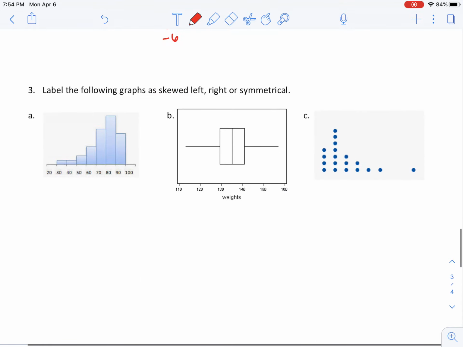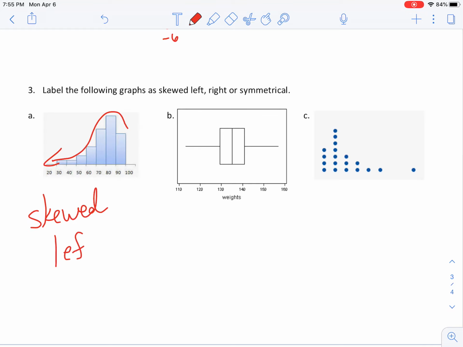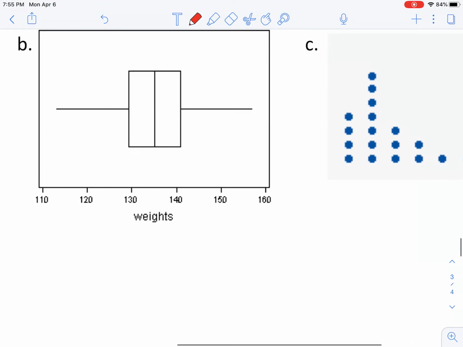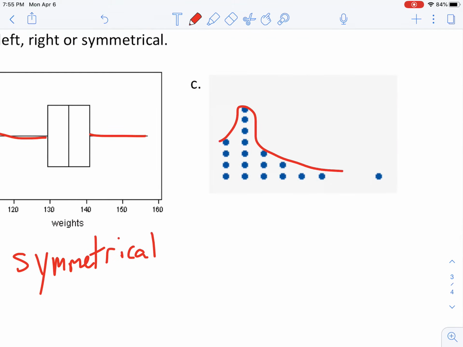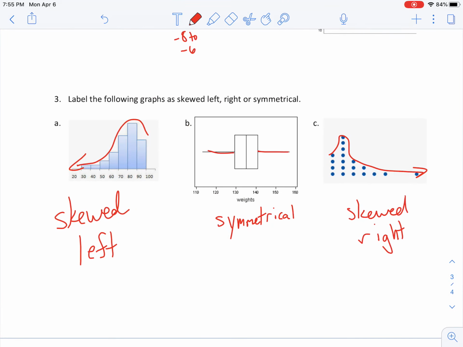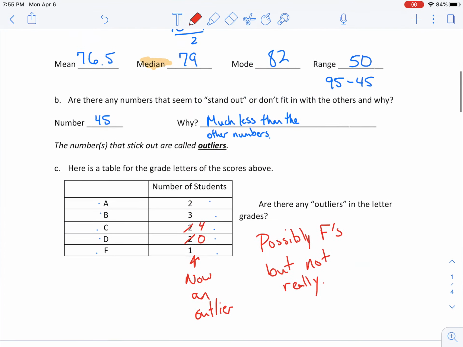Okay. In the bottom, remember that when you are labeling the following graphs as skewed left, right, or symmetrical, it is skewed based on the direction of the tail. So since this one, the tail goes to the left, this is skewed left. This one actually looks like both of these are about the same distance, right? So we would call that symmetrical. And then on this one, the tail definitely goes to the right. So this would be skewed right. Okay? All right, so let's take a look at today's notes then.